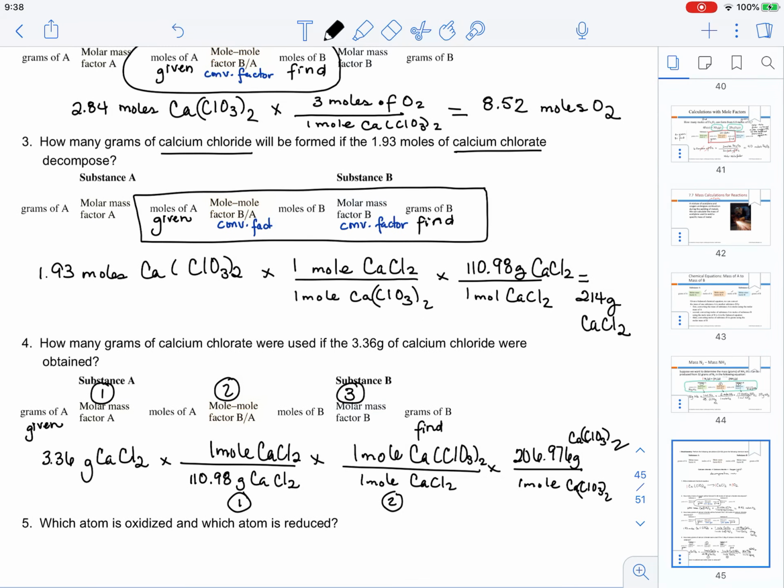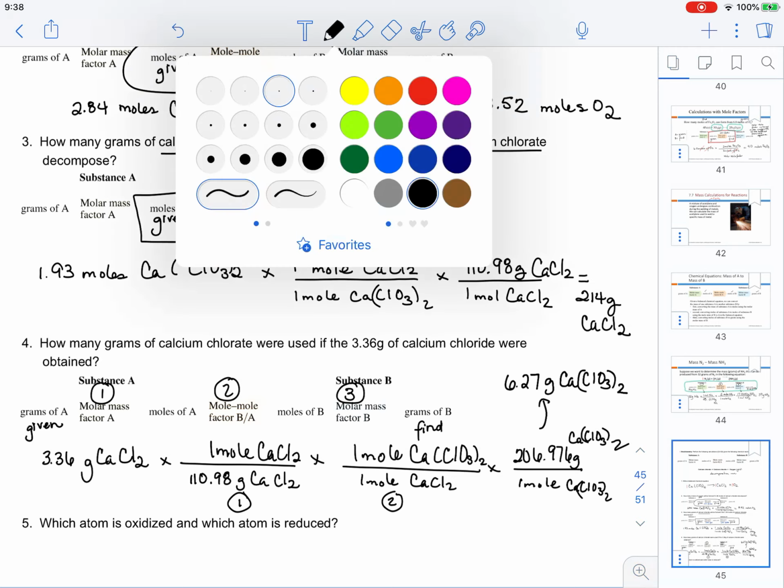So when we do this, I'm just going to write it up here. When we round our final result to 3 significant figures, it is going to be 6.27 grams of Ca(ClO3)2. As you can see, this decomposition can also be utilized as an oxidation reduction reaction. So when we analyze the reaction itself, which I am just going to rewrite the reaction here in the corner, I'm just going to use a different color.